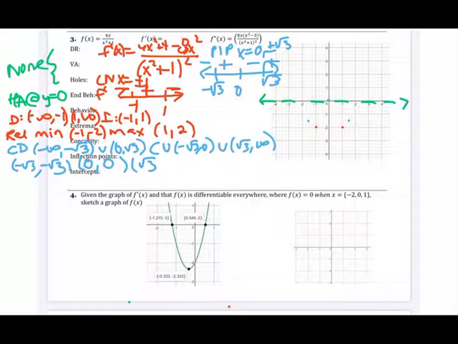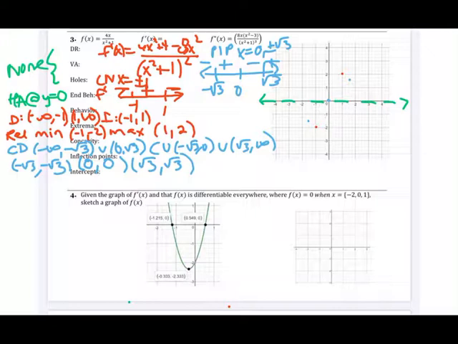And actually, one of my inflection points is plotted incorrectly. Two of my points are plotted incorrectly. So I'm going to go ahead and fix those and connect the dots. That's what I get for not paying attention to the sign. There we go. Now those points look right. So I'm going to go ahead and connect the dots.